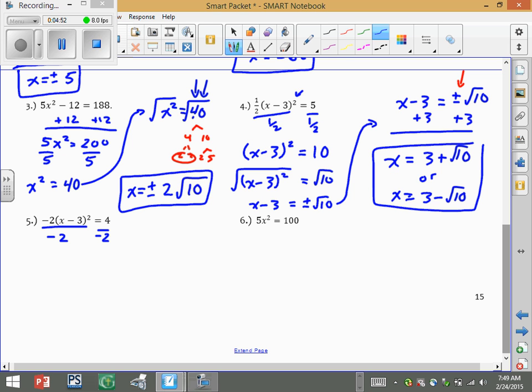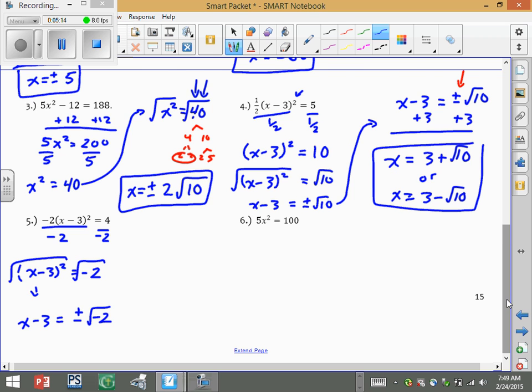Divide both sides by negative 2. We want to get the squared part, the x minus 3, all by itself. So with x minus 3, quantity squared equals 4 divided by negative 2, which is negative 2. Now we can take the square root of both sides. I'm going to take the square root of x minus 3 squared. We end up with just x minus 3. And here we end up with plus or minus square root of negative 2.